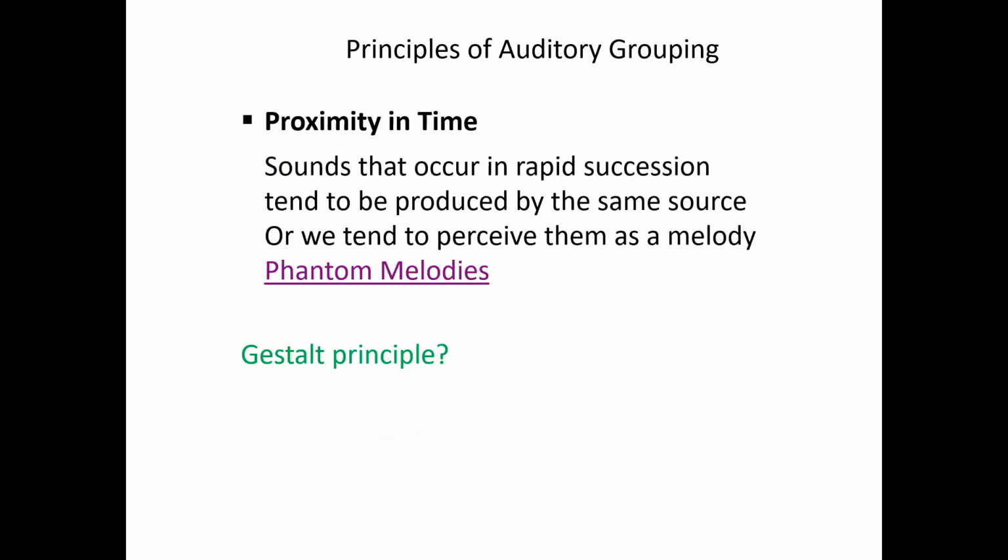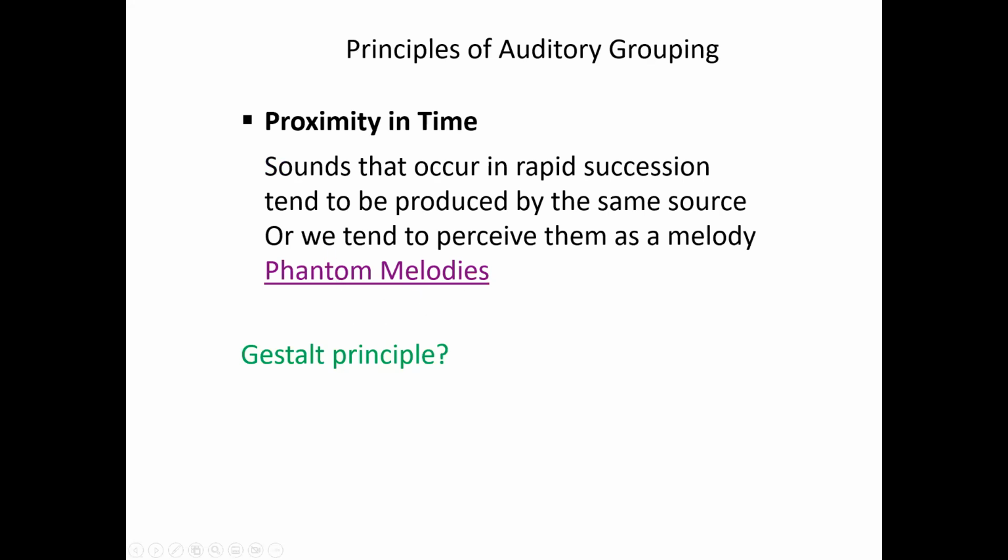Something that is kind of related to this is proximity in time. So sounds that occur in rapid succession tend to be produced by the same source, or we tend to perceive them as a melody, as belonging together as a melody. But remember that similarity is influencing us in this as well. And actually, this was almost part of similarity, right? We were more likely to put together those similar things if things were alternating rapidly. So this proximity in time, though, is important. And I'll go into these phantom melodies that are really kind of neat.